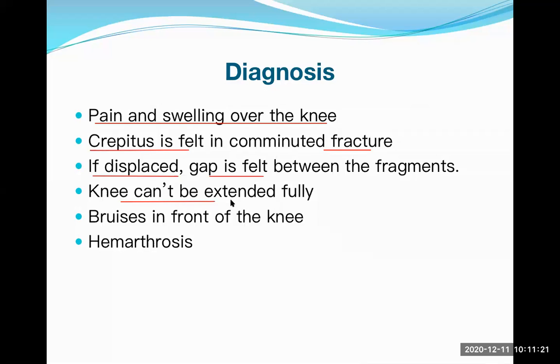Knee joint cannot be extended fully because that is the function of this whole apparatus. This is called the extensor apparatus of the knee joint. Extensor apparatus is formed by the quadriceps femoris tendon, patella, and the ligamentum patellae. So if any one of them is ruptured, the knee cannot be extended fully. Bruises in front of the knee because of the soft tissue injury, and there is hemarthrosis as well, blood collection inside the knee joint, or the knee joint is swollen.